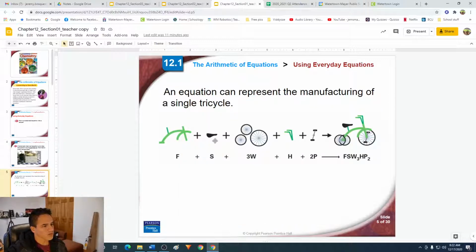So here's an example using a chemical equation for making a tricycle. In order to make a tricycle, you need one frame, one seat, 3 wheels, 1 handle, and 2 pedals. And if you put all of these reactants together, you'll make one product, which would be a tricycle and has a chemical formula of FSW3HP2. Okay, so this is a balanced chemical equation in a sense, and this is what we could use to then determine how many pieces we would need to make a tricycle.